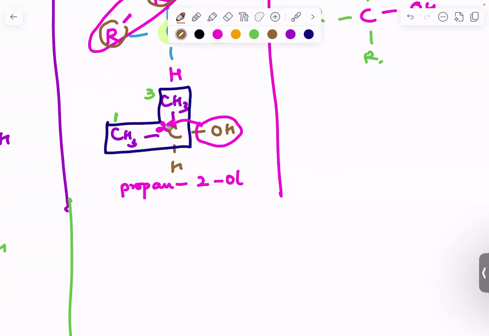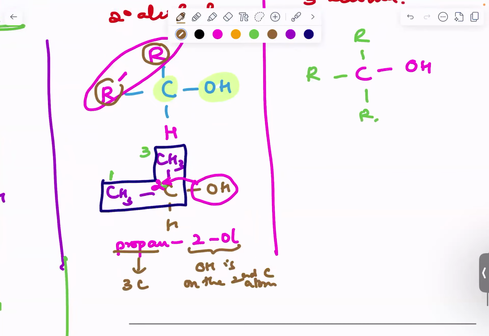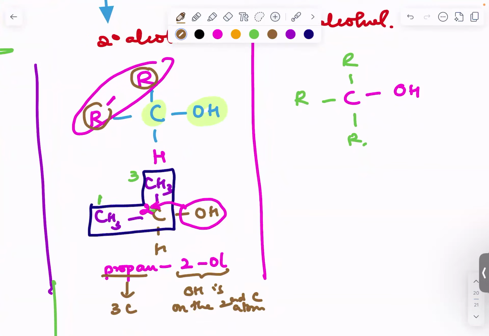Why propan? Because there are three carbons. Why 2-ol? Because the OH group is on the second carbon atom. So propan-2-ol is an example of a secondary alcohol. Is it clear? Yeah.